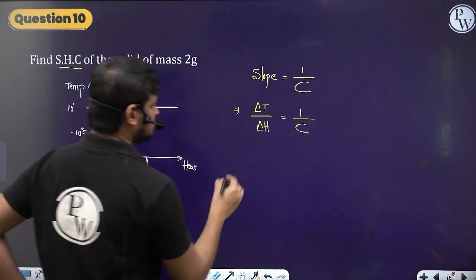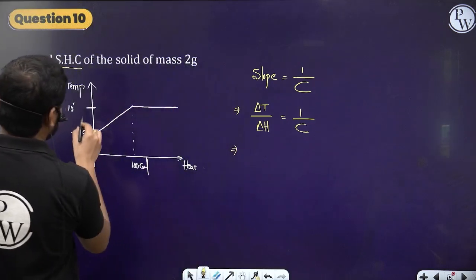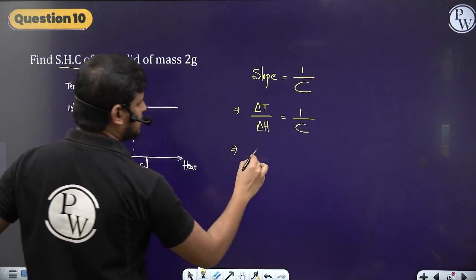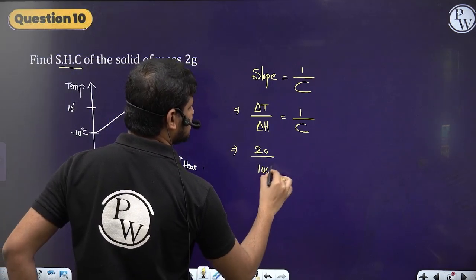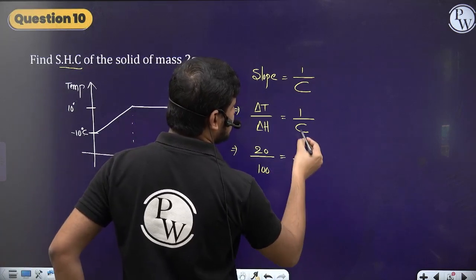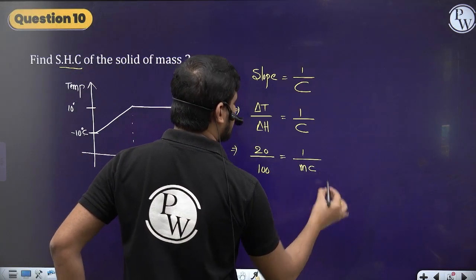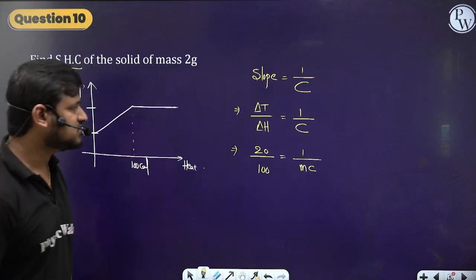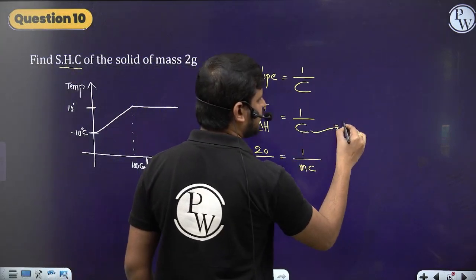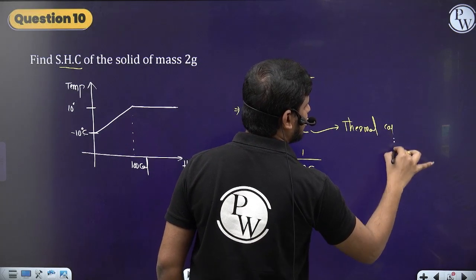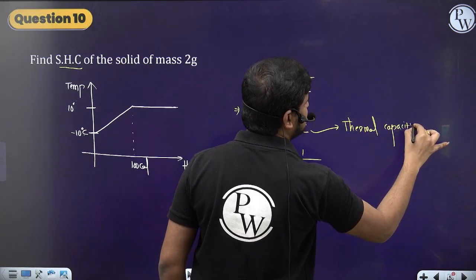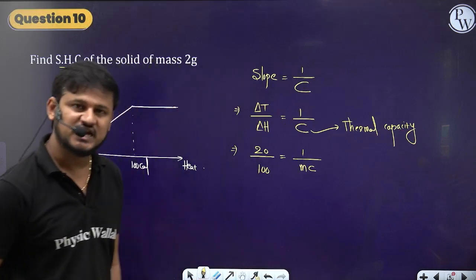So now let me write what is the change in temperature, minus 10 to 10, which is 20, and the heat transfer is 100 calorie, so which is equals to... 1 by C is nothing but, capital C is nothing but mass into the specific heat capacity. This is the thermal capacity, or heat capacity we say. Okay, so capital C, and this small c is a specific heat capacity.